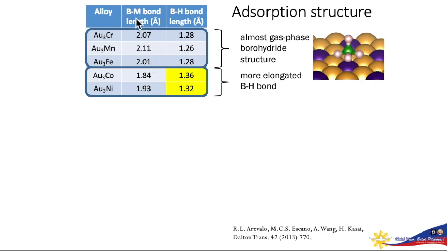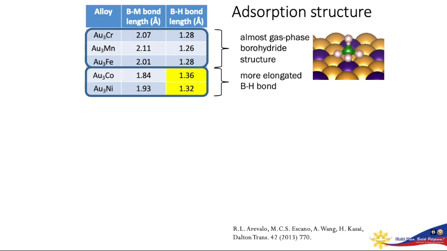I show in this table the B-M bond length, or the distance of separation between the boron atom in borohydride and the alloying metal M in this column, as well as the average B-H bond lengths of borohydride. We see that for this second group of alloys, borohydride adsorbs at a closer distance to the surface compared to the first group of alloys. Accordingly, the B-H bond lengths of borohydride are more elongated compared to an almost gas phase borohydride structure for the case of the first group of alloys.